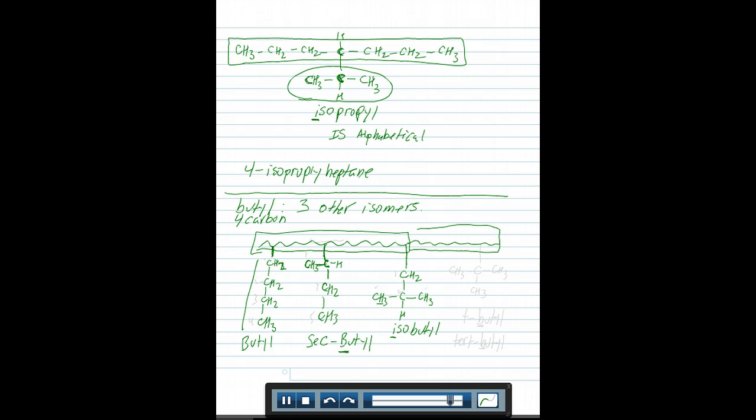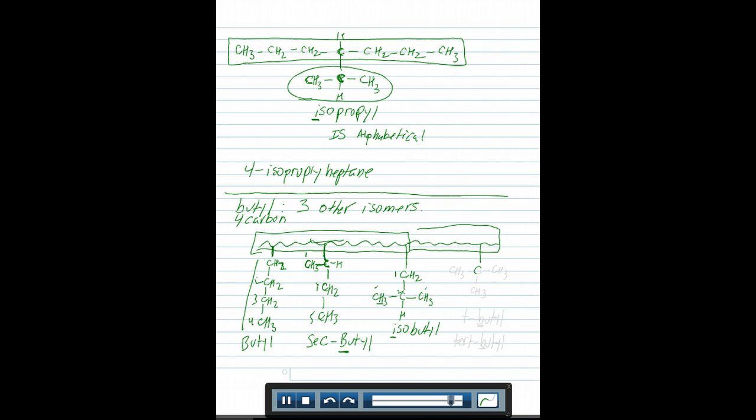Notice these are 4 carbons in a row. 1, 2, 3, 4. You also have 4 continuous carbons in sec-butyl, but the main chain is hooked to carbon 2. In this case, you only have 2 consecutive carbons, and then you have these 2 hanging off of it. So that's what an isobutyl looks like.